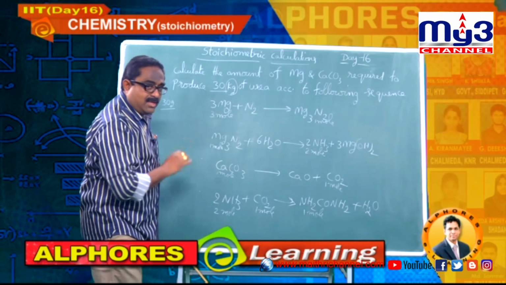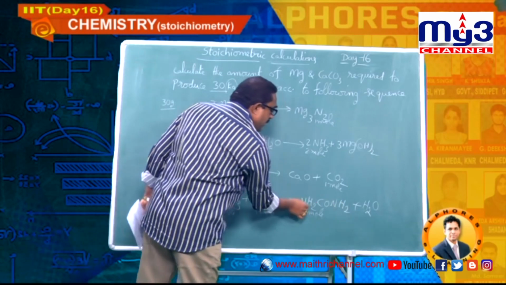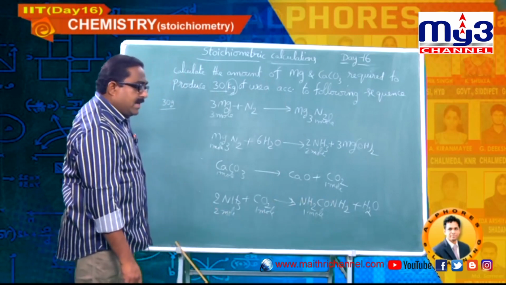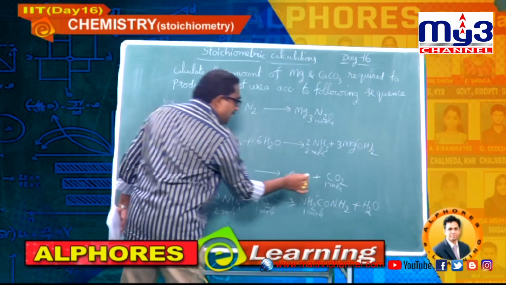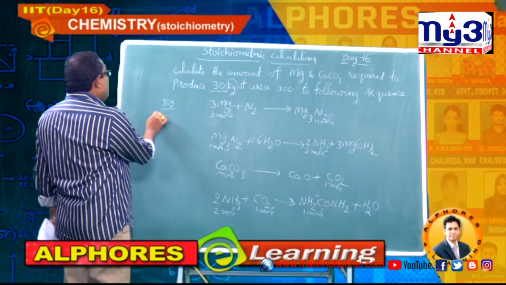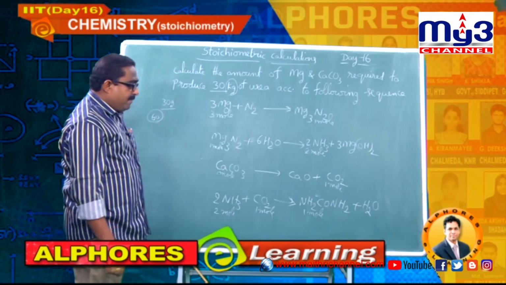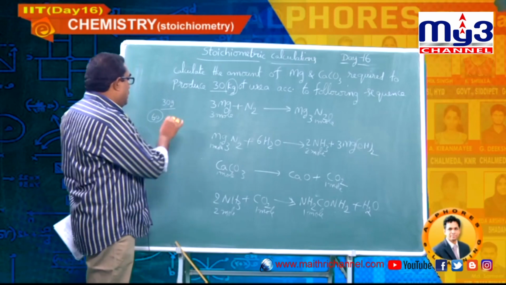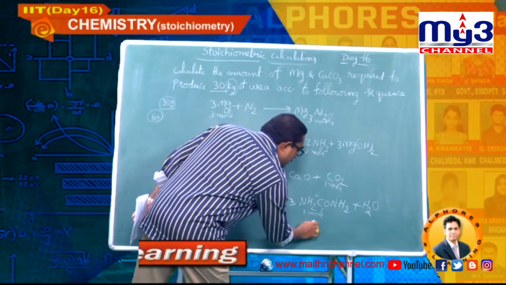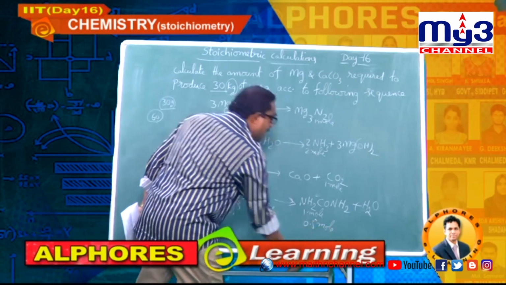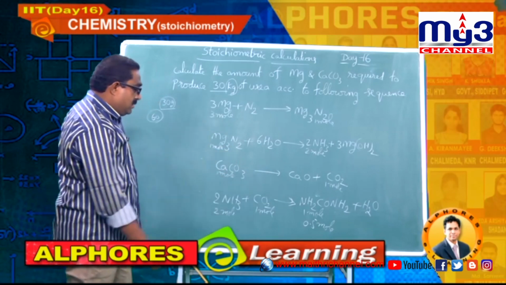Please follow the explanation. We know the urea molar mass. If you calculate the molar mass of NH2CONH2, the molar mass is 60. Urea molar mass is 60 grams, 60 means 1 mole. Now my target is only 30 grams. So how many moles? Half mole. So my requirement is only 0.5 mole.